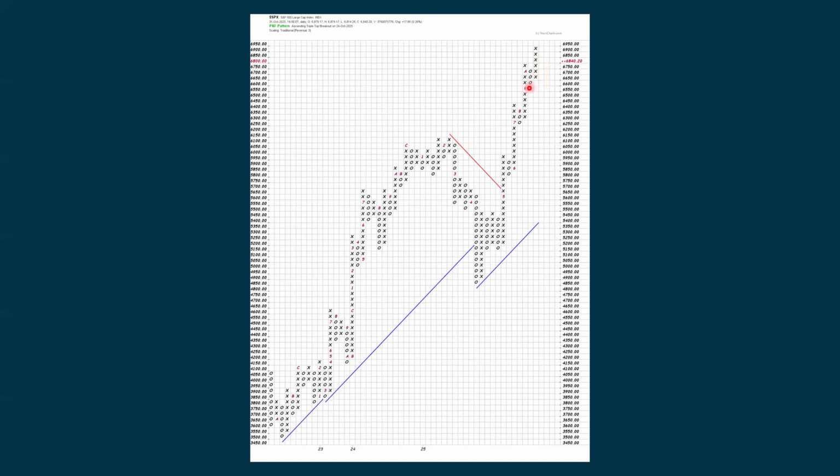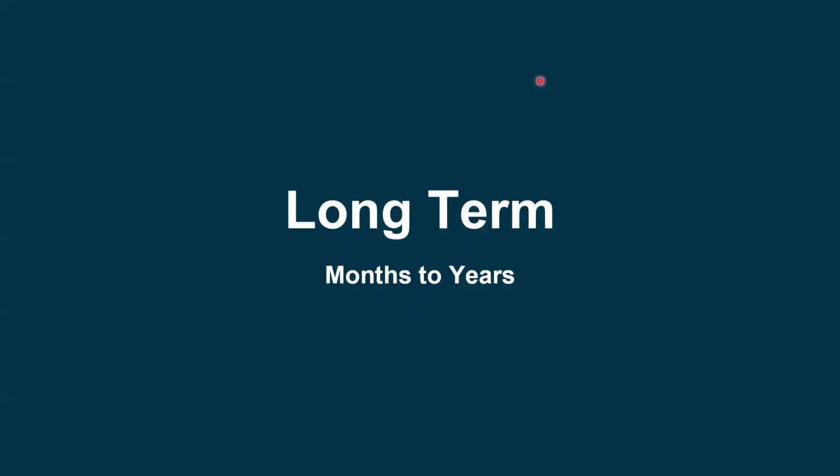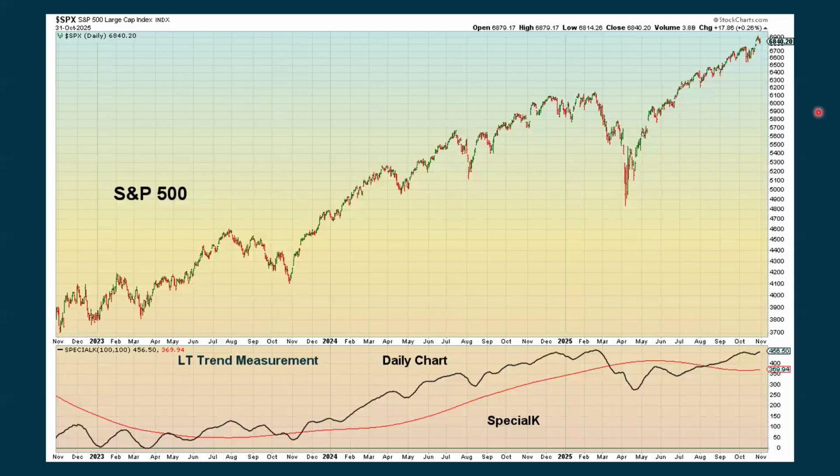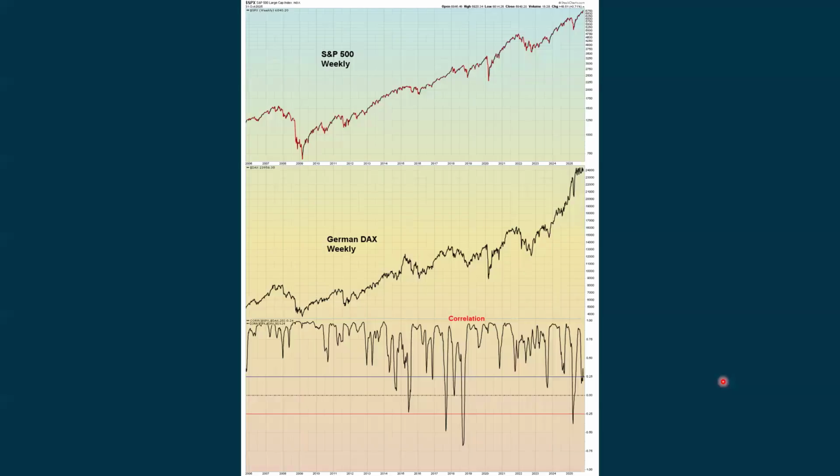But before that happened, we were looking pretty solid here with the point and figure chart. A long-term rainbow, 50 periods up to 250 periods, long-term trend, still quite positive there. And then a daily special K chart. This is a long-term oscillator. That is positive. And if you watch the weekly video, the weekly chart is also positive.